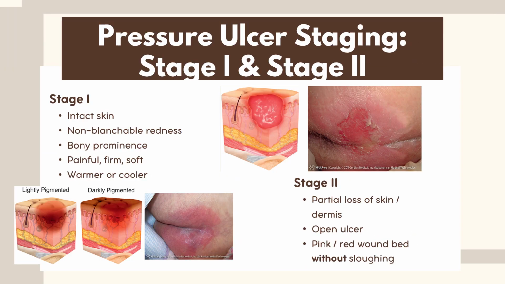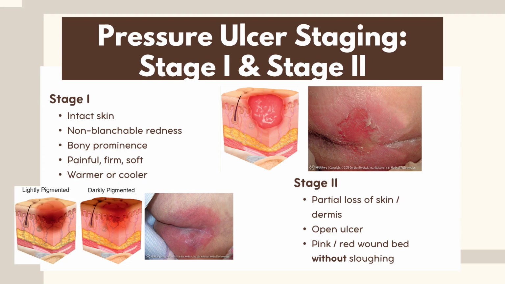So let's get into pressure ulcer staging. So stage 1 and stage 2. Stage 1 is when the skin is intact with non-blanchable redness over that bony prominence. So the skin may be red, it may feel warm, it's probably going to be firm or potentially soft compared to that surrounding tissue. It's just going to feel different.